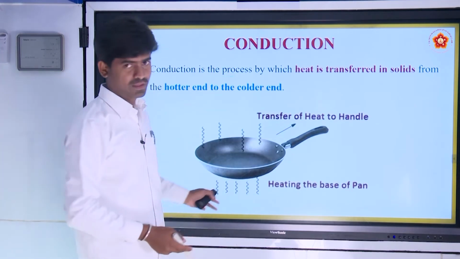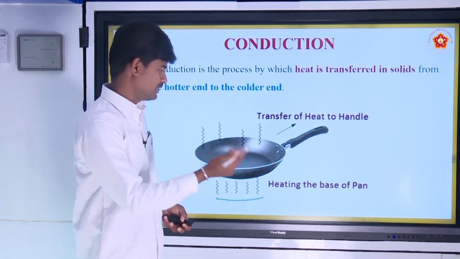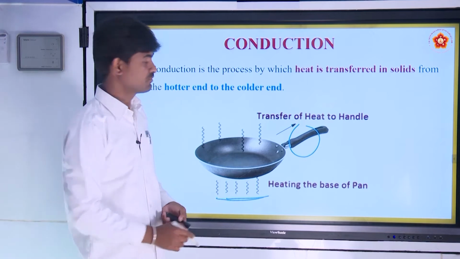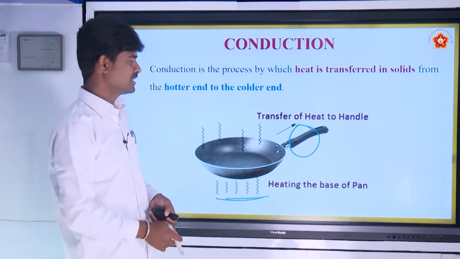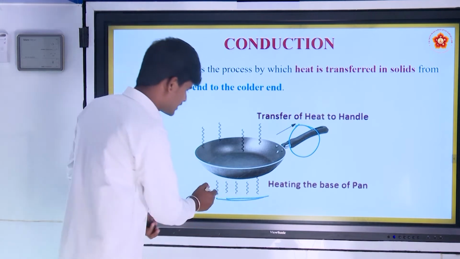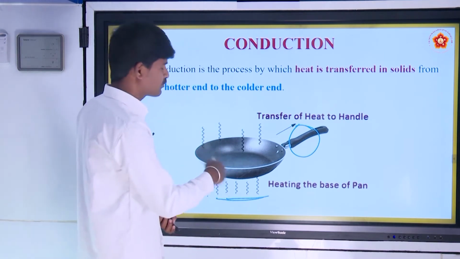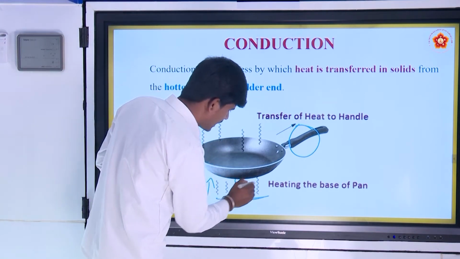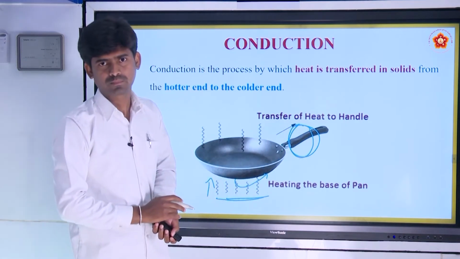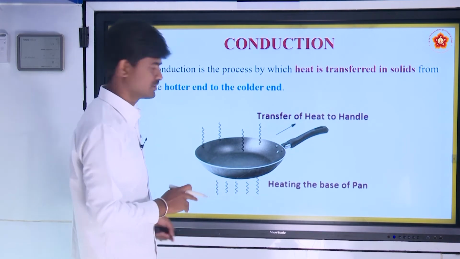Suppose I heat the base of a pan, and then touch the handle of that pan when there is no plastic on it. What happens? It may burn our fingers because of the conduction process. When we heat the base of the pan, through conduction the molecules are heated and the whole pan is heated. When we touch the handle, our hand will get burned. So this is called conduction.